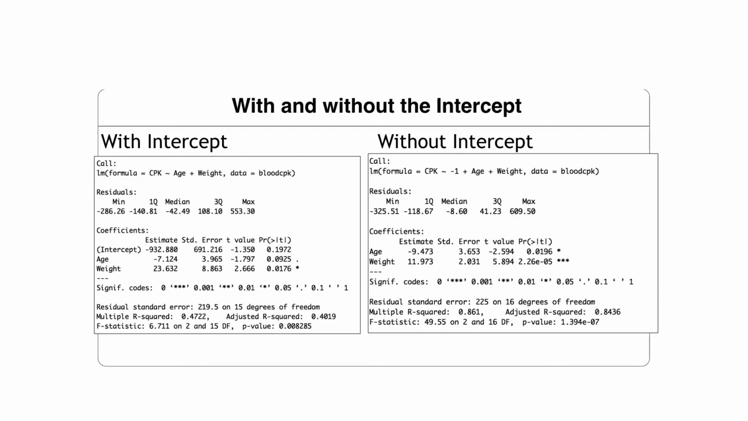The weight variable, that parameter estimate has come down almost by 50%. So from 23.6 it has come down to 11.9, and you can see that this again is statistically significant. So both of them, one after adjusting for the other, has become statistically significant here.